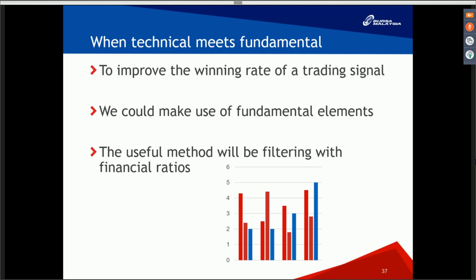Somehow it's actually over optimized as well. But this is a trick that I find could improve your trading in a very big way. So you can use the fundamental elements. I'm using a method called filtering with financial ratios. So where to find these financial ratios?